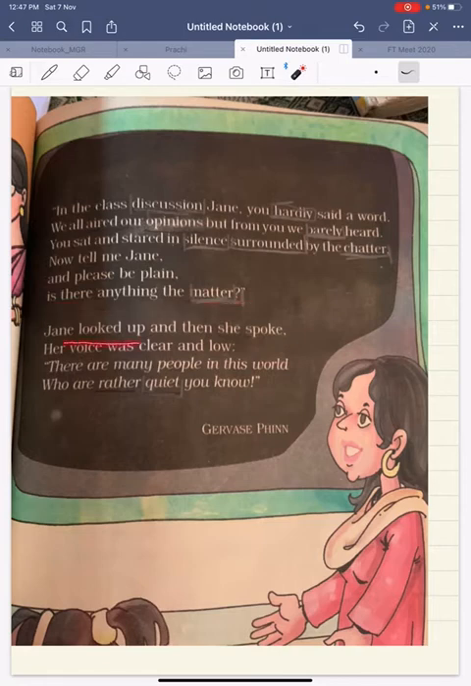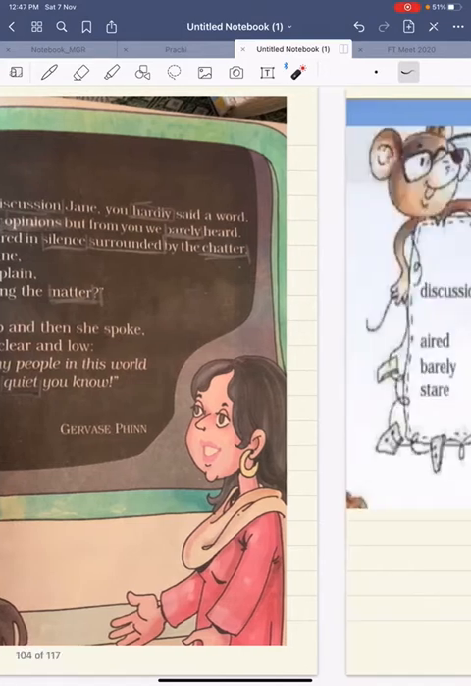Jane looked up and then she spoke. Her voice was clear and low. There are many people in this world who are rather quiet, you know. So Jane is saying that my nature is, I want to be quiet. It is in my nature. Okay, so she's saying she's quiet by nature. It's nothing like that. There is nothing problematic with her. She is just quiet by nature.